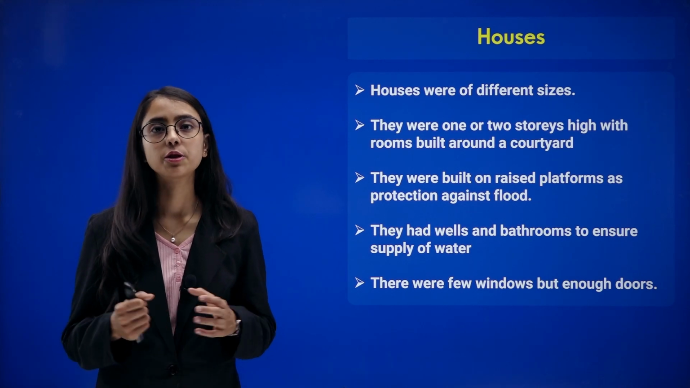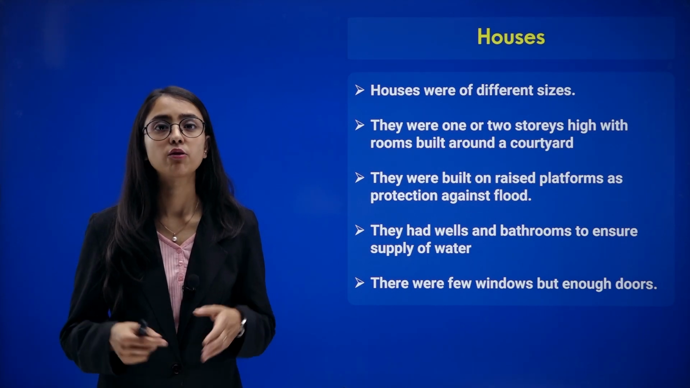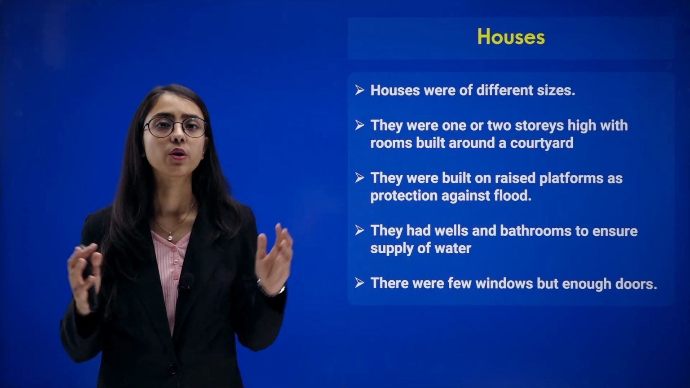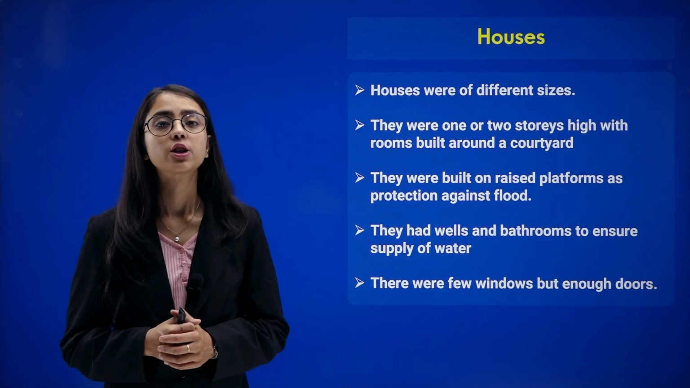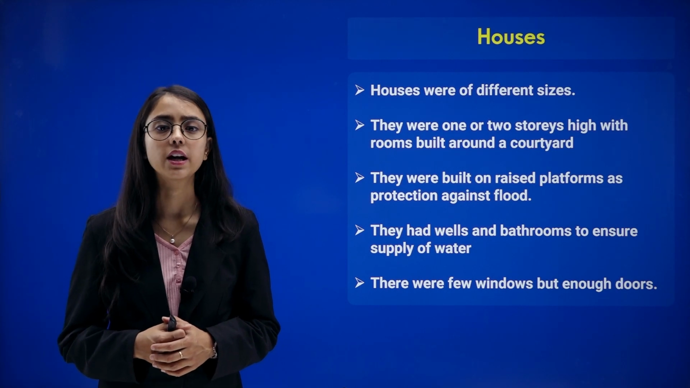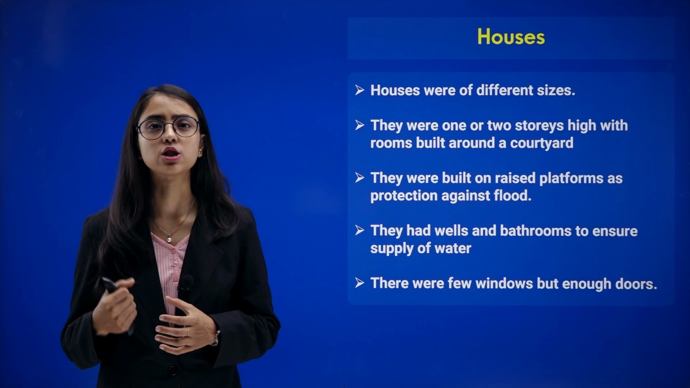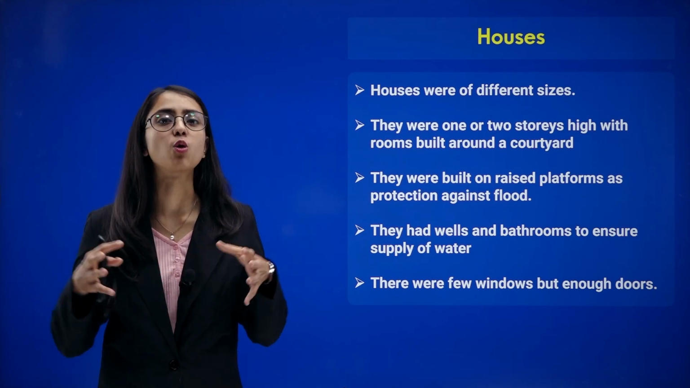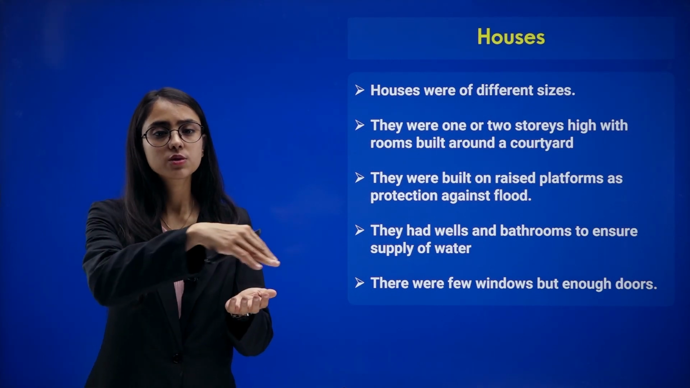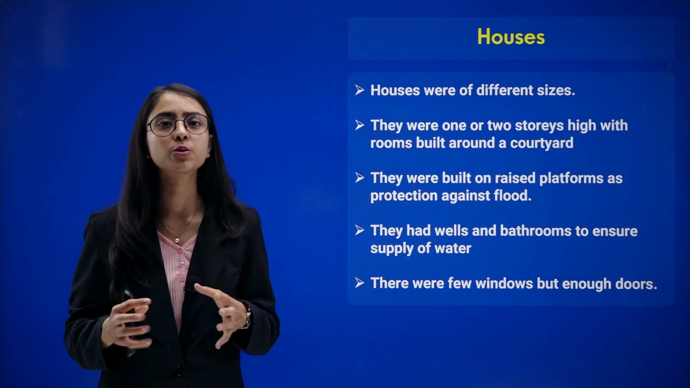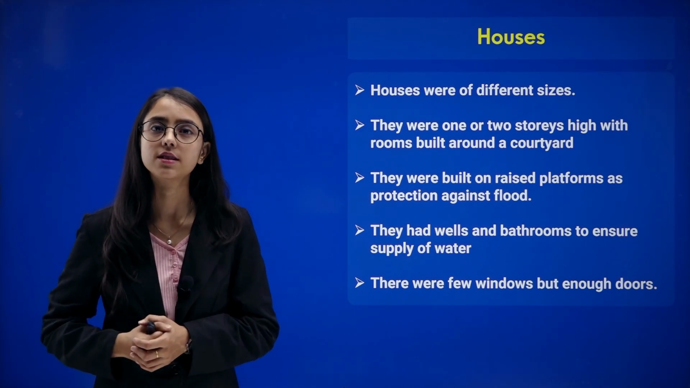So houses were of different shapes and sizes. Some were long, some were small, some were very big and elaborate, whereas some were quite simple. There were 1 or 2 stories high, and rooms were built around a courtyard. So if you go to villages, you will see that there is an open courtyard in houses and the rooms are built around it. It is open from the middle. So this was the structure of the Harappan houses as well.